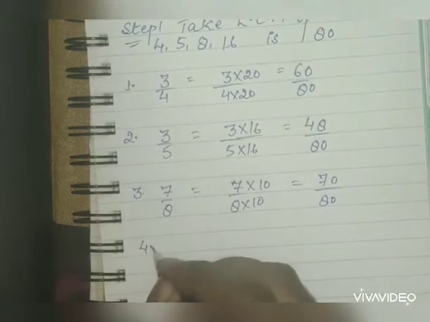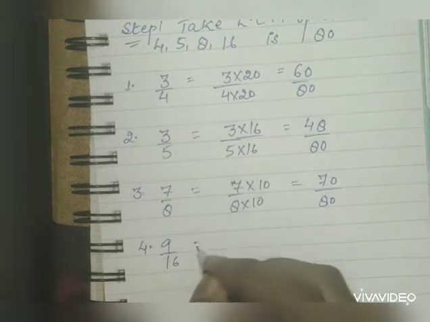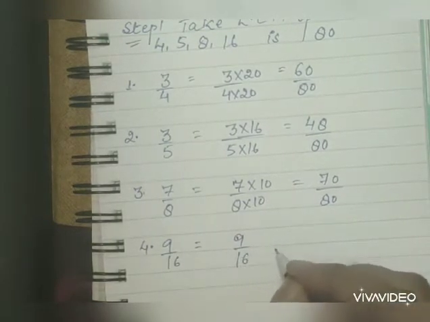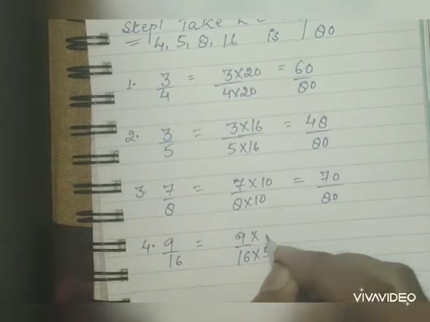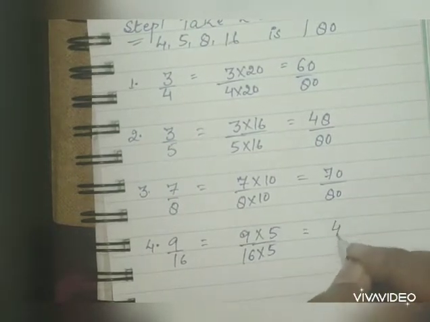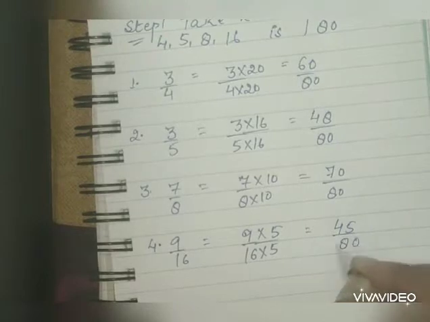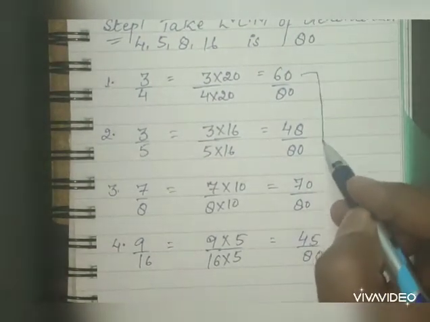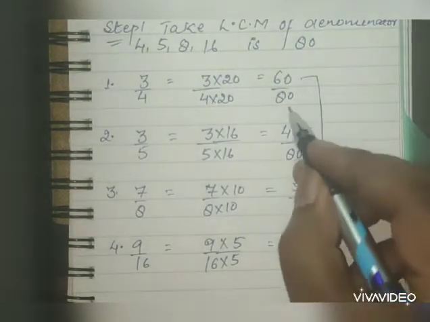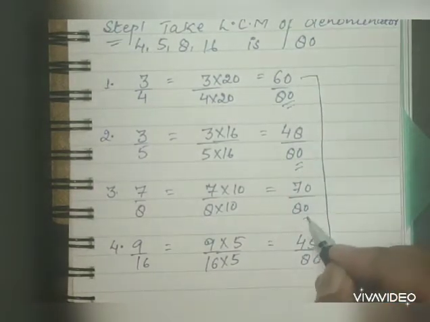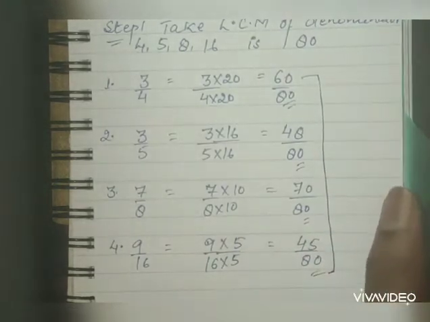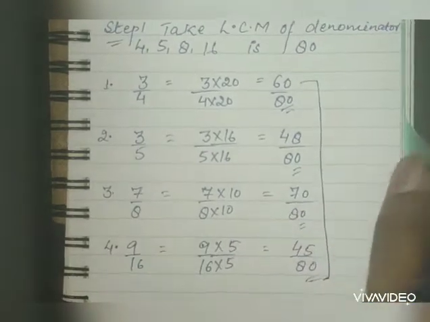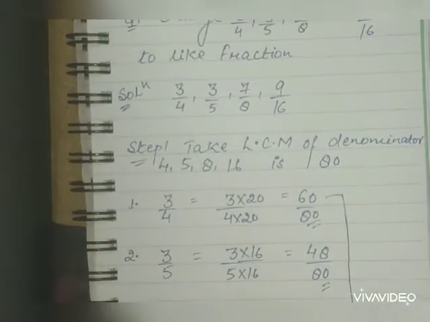Now your third fraction was 7 upon 8, so we will multiply 8 by 10 in the denominator and 10 in the numerator, so this is 70 upon 80. Then we will take the last fraction, and that is 9 upon 16. 9 upon 16 multiplied by 5, in the numerator also, so this is 45 upon 80. So likewise you can see all the fractions that have been given to you, their denominators have been made the same. So now these are called like fractions. I hope you have understood.